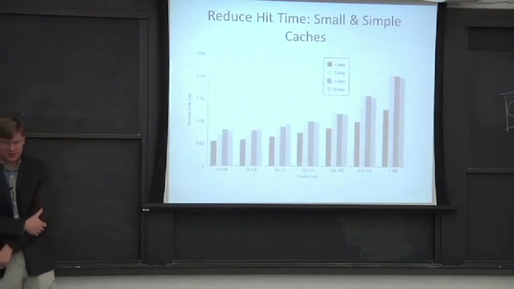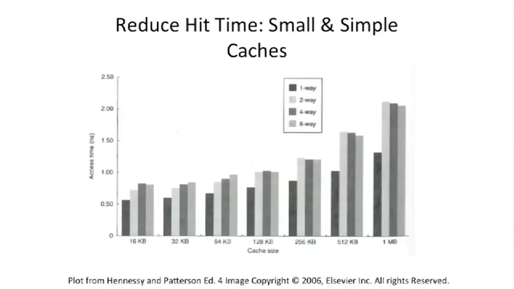Okay, so let's put some data behind this and look at some ways to make caches go faster. Let's look at what we're plotting here on this graph. On the x-axis, we have different sized caches: 16 kilobytes, 32 kilobytes, 64, so we go up by factors of 2 all the way up to 1 megabyte. On the y-axis here, we have access time, so how long it takes to access the cache.